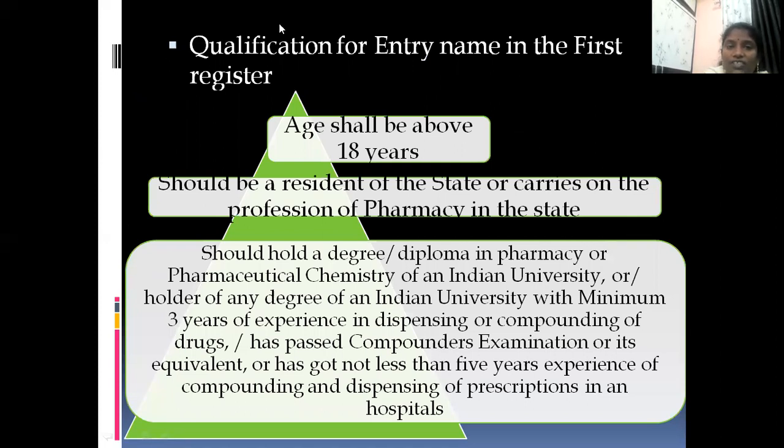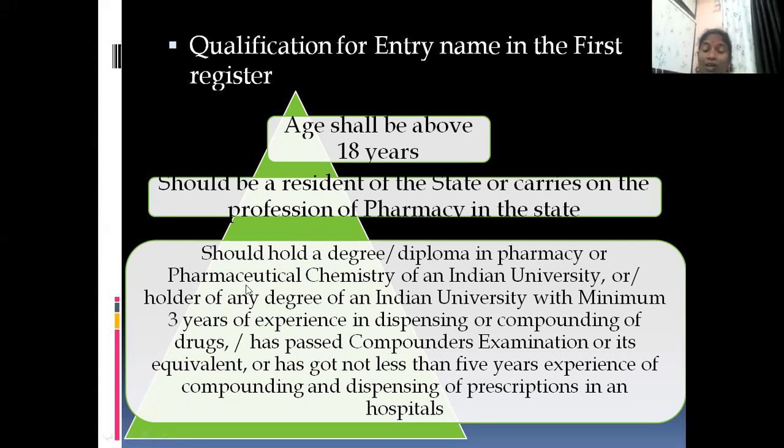Okay, what are the qualifications? So the qualification for the entry of names in the first register. So for registering their names into a register, what is the minimum qualification? The age should be 18 years, and since it is a state pharmacy council, the person should be living in that state only. So those persons' names only are included in that state pharmacy council.